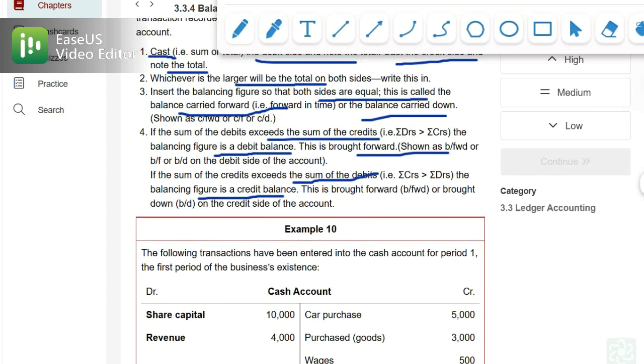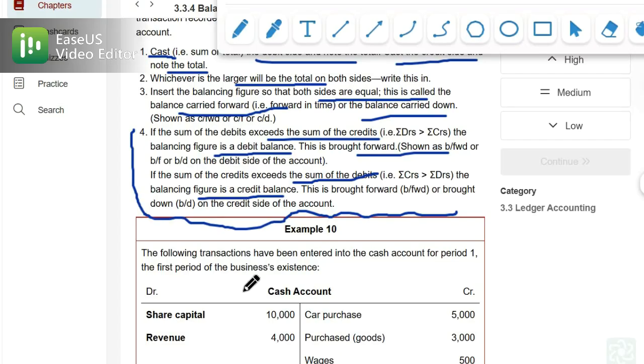Now what you have to do is determine the type of balance. If the debit balance is greater than credit, the balance is a debit balance. If you just read this paragraph, you understand that if the debit balance is greater than the credit balance, then the balance is a debit balance. So it will be shown as a balance brought forward on the debit side in the next period. If the credit balance is greater than the debit balance, this means the balance is a credit balance, and it will be shown as a balance brought forward on the credit side of the next year.